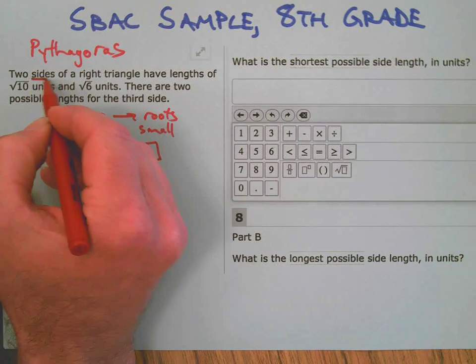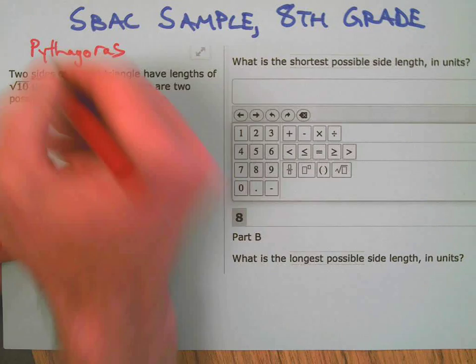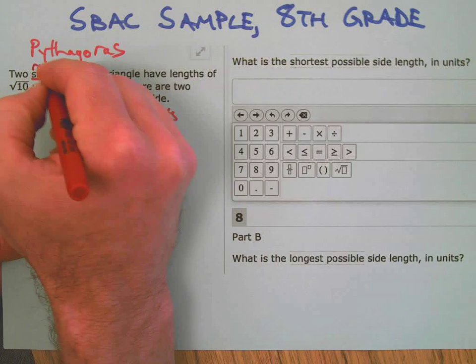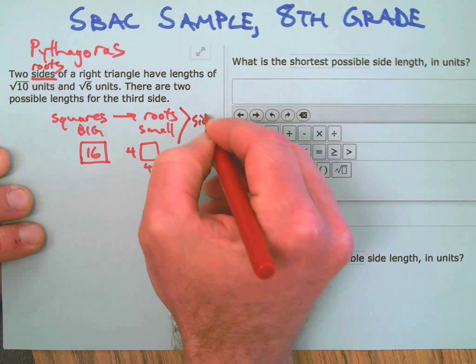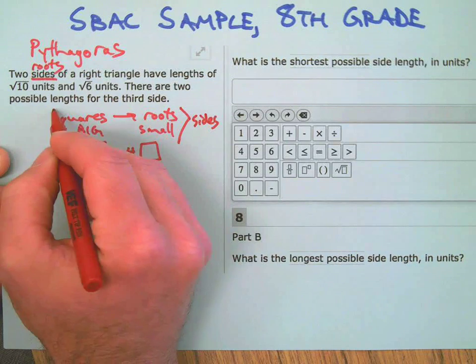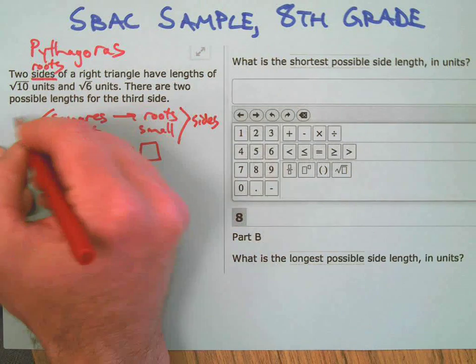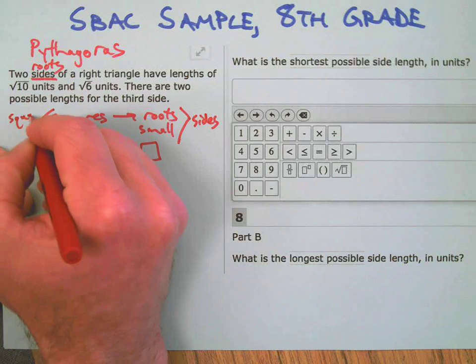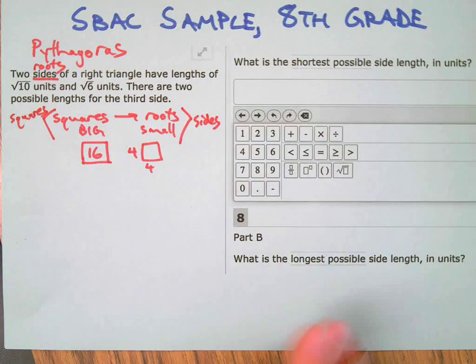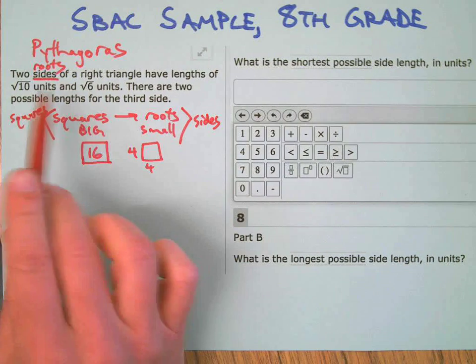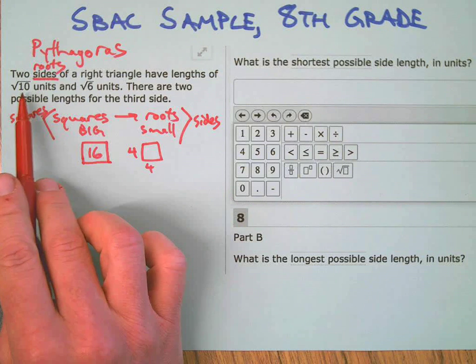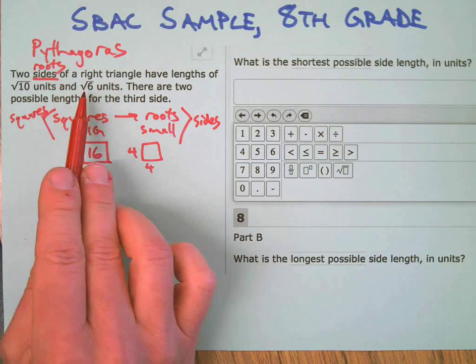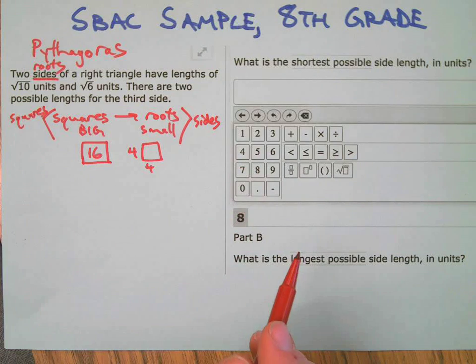Now the sides of a right triangle, that's another way of saying roots. Okay? The sides are the roots. The squares are, well, those are squares. I know, silly, right? Okay, but this is a thing to keep in mind. So we've got two sides of a right triangle. The side lengths are the root of 10 and the root of 6.